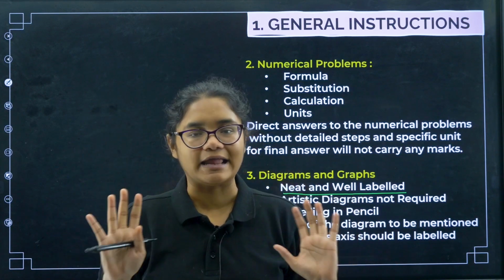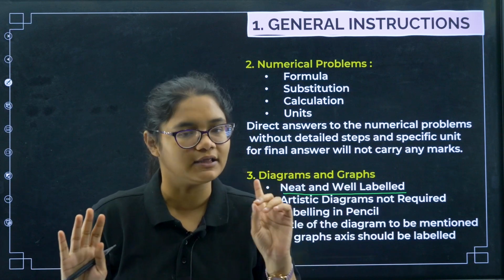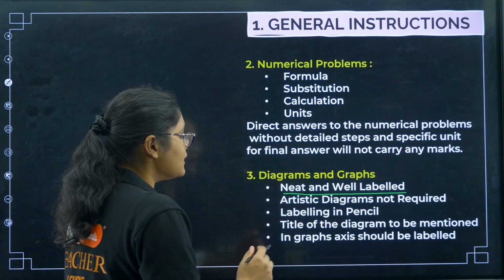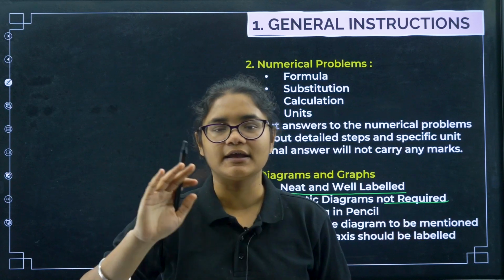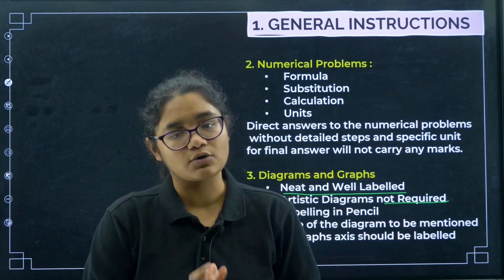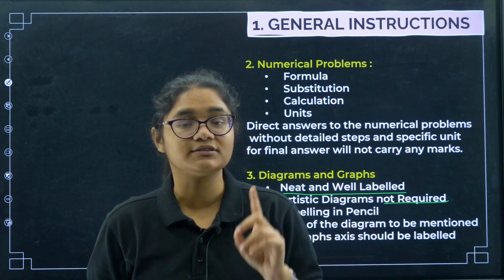Once the diagram is done, then you can darken it. No need to darken too much, moderate darkening is fine. Next, artistic diagrams are not required. I have seen so many students doing shading and all in the diagrams. That is not required at all. Even if you do that, you don't get any extra mark, you just waste your time.